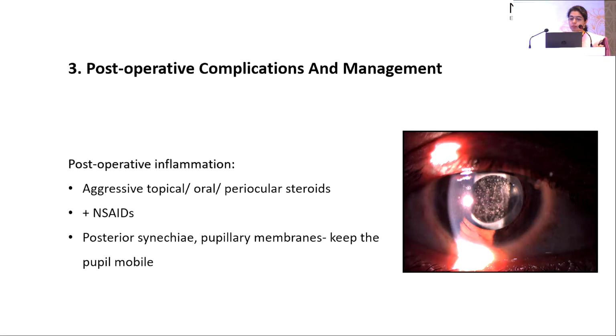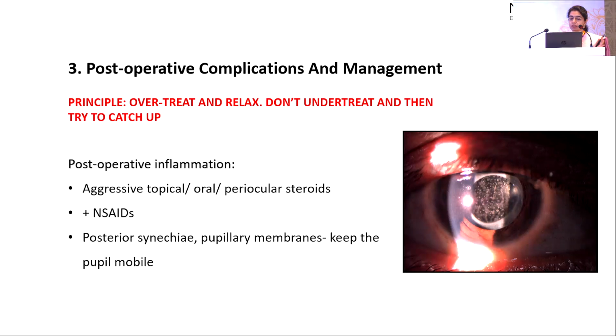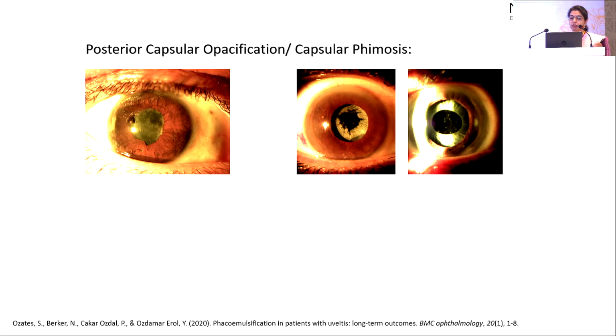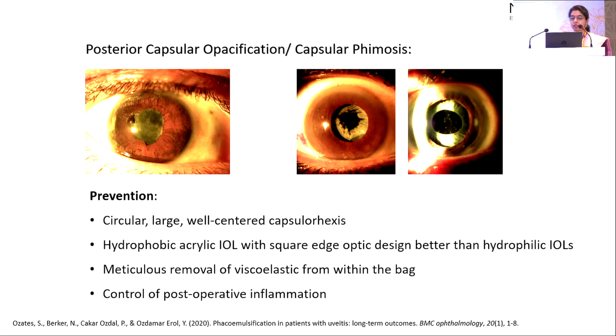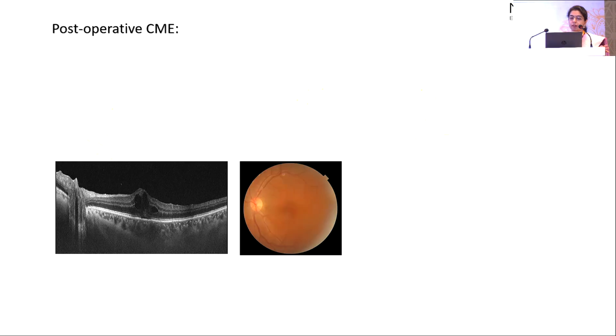Post-operative complications and management: aggressive topical, oral and periocular steroid should be given, plus topical NSAID. Posterior synechiae and pupillary membranes can be avoided by keeping the pupil mobile. The principle is to over-treat and relax, and not under-treat the inflammation and then try to catch up later. You can also have cocooning of the intraocular lens if the inflammation is not controlled. Capsular phimosis is also a common complication, but all this can be avoided with a large rhexis. Hydrophobic intraocular lenses are preferred, and there should be meticulous removal of the viscoelastic.